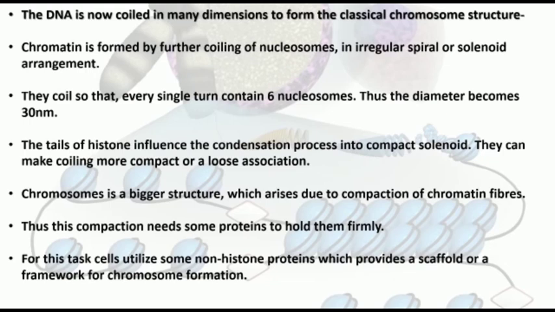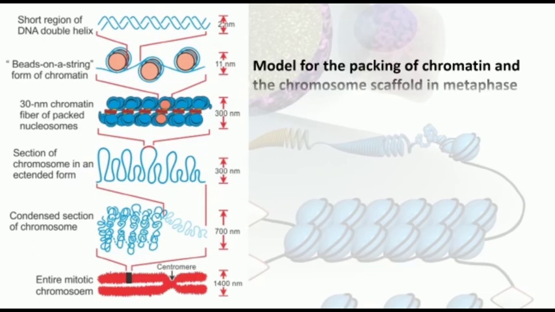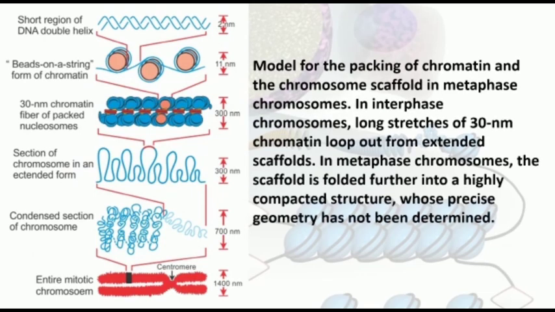The region of DNA involved in active transcription is found as loose chromatin fiber. The region of DNA not in transcriptional phase is found as highly condensed chromatin. Now this is the model for the packing of chromatin. Model of the packing of chromatin and the chromosome. Chromosome scaffold in metaphase chromosome. In interphase chromosomes, long stretches of 30 nanometer chromatin loop out from extended scaffolds. In metaphase chromosomes, the scaffold is folded further into a highly compacted structure whose precise geometry has not been determined.